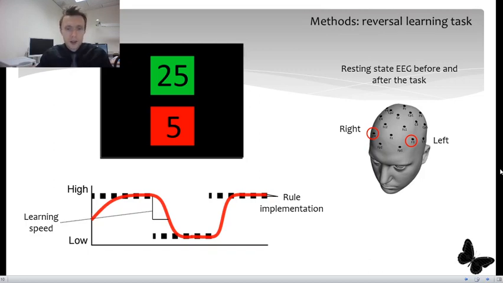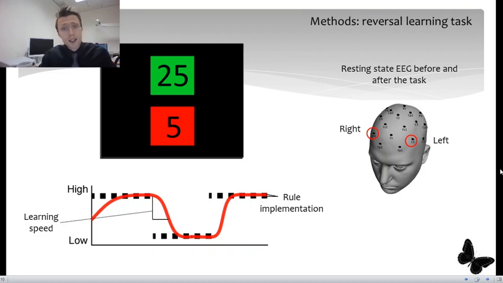And our task, as you see in the left lower part of the screen, we designed in such a way that in the beginning the high risk option was the better option in 80% of times, and only in 20% of times the low risk option would be better. And over time people should learn this, and then after a while this switches to the lower option being the better option, and then after a while it switches back to the high risk option being the better option.